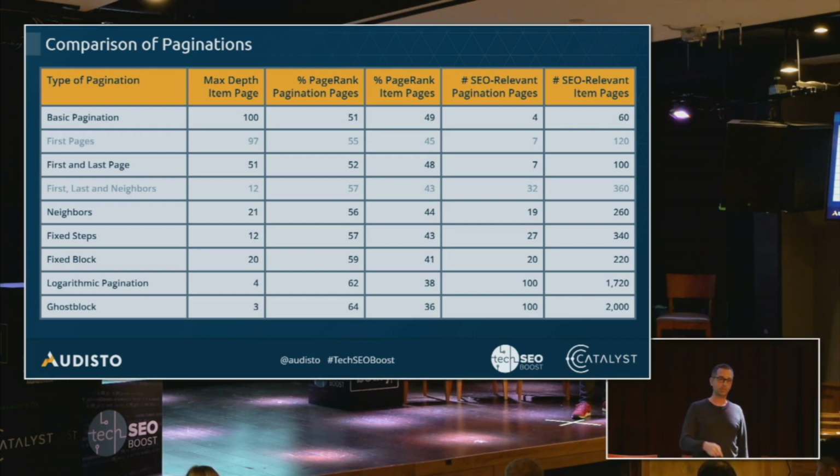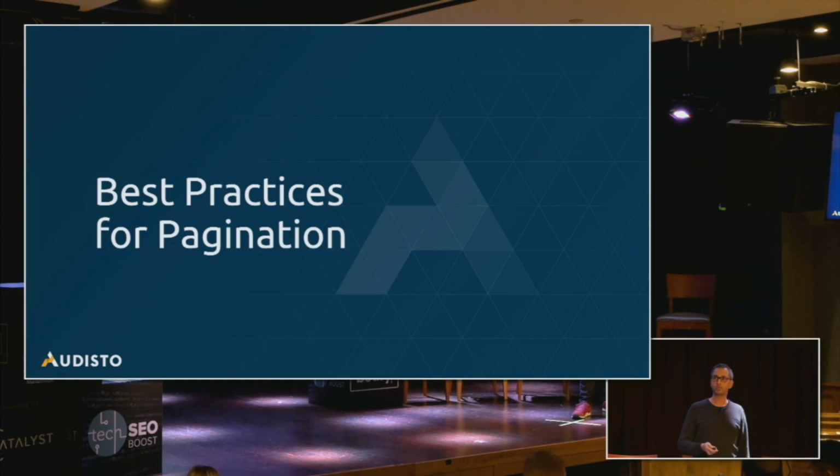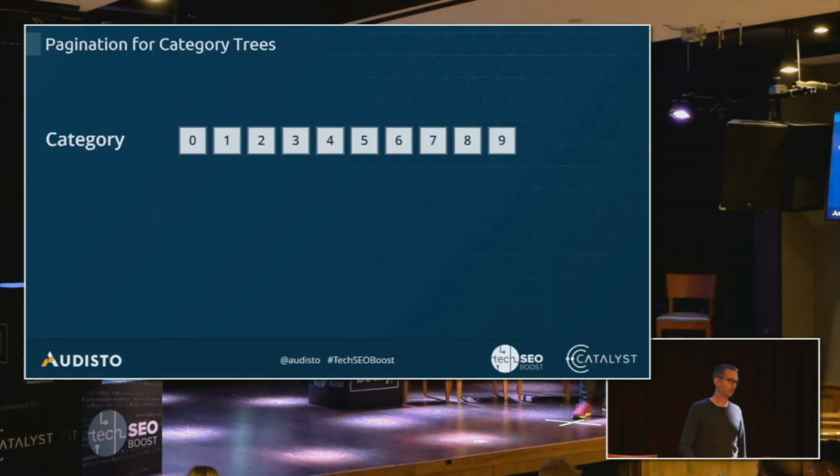Now, how can we take this and put it into action? Let's look at 3 best practice examples. So the first one is pagination for category trees. We see this a lot, for example, in online shops. You have a category. In this case, we have 9 levels of pagination.